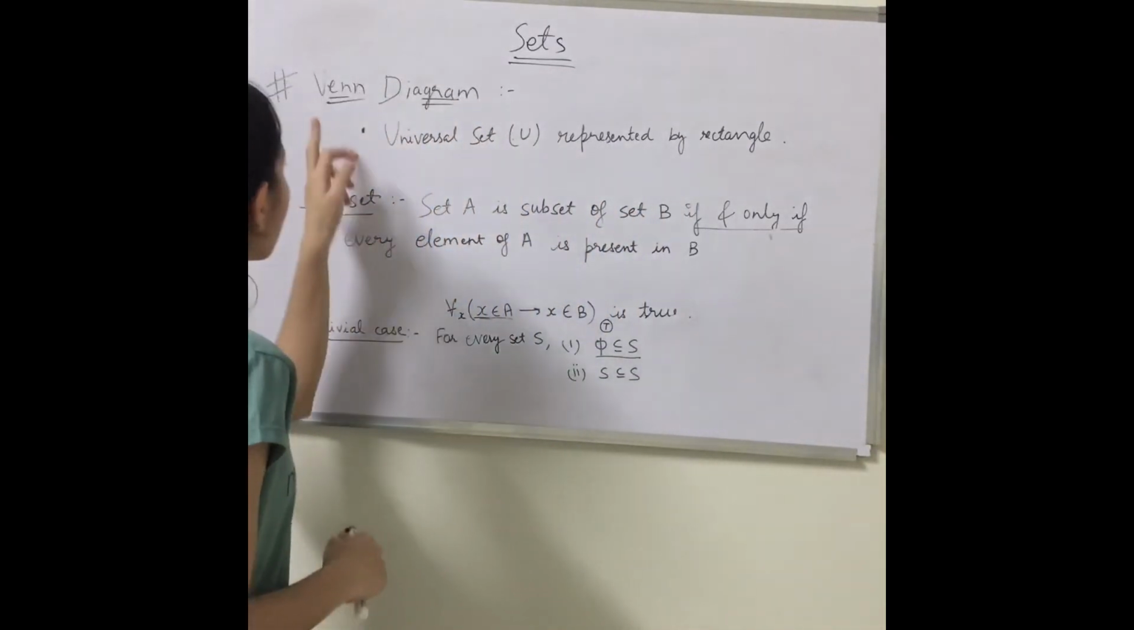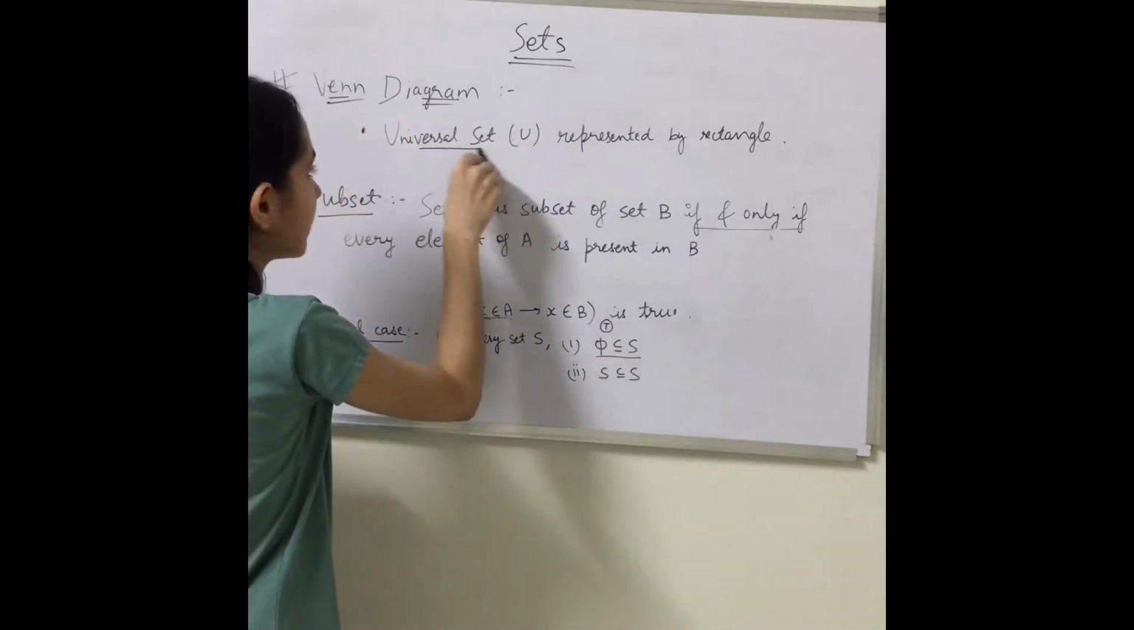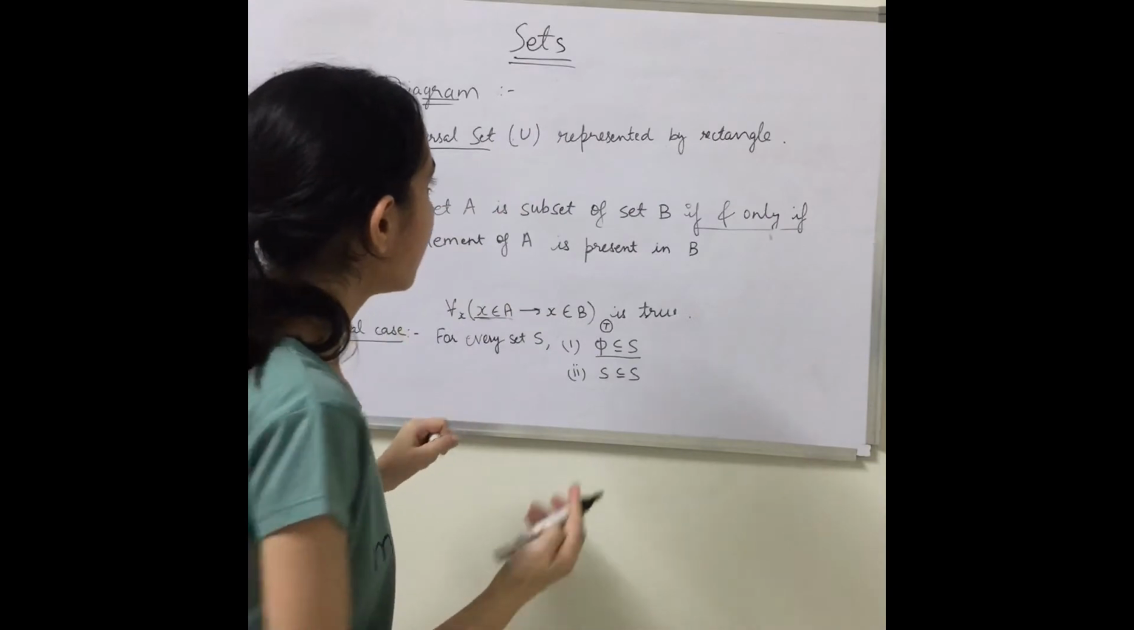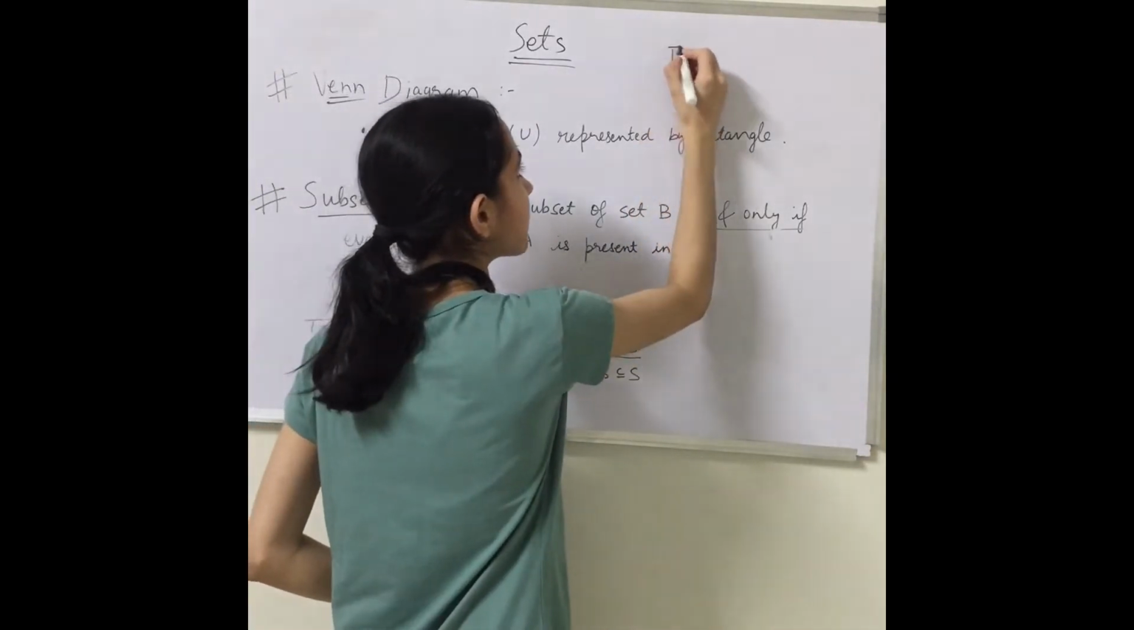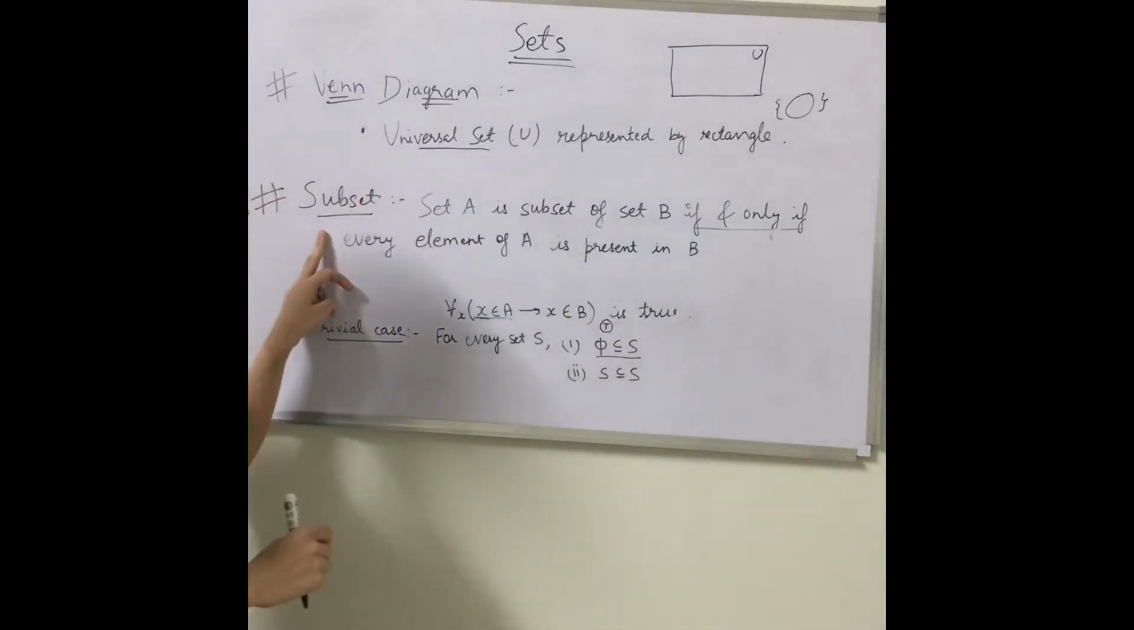Let's start. What is Venn diagram? Basically in Venn diagram we see universal set. So what is universal set? Universal set is the set of all objects. Now what is subset?